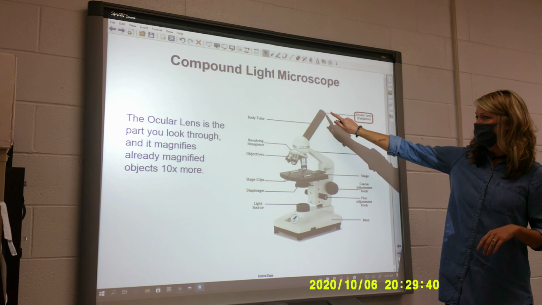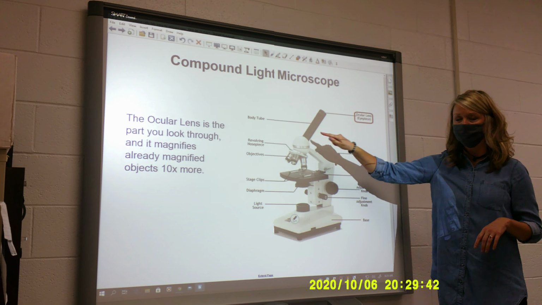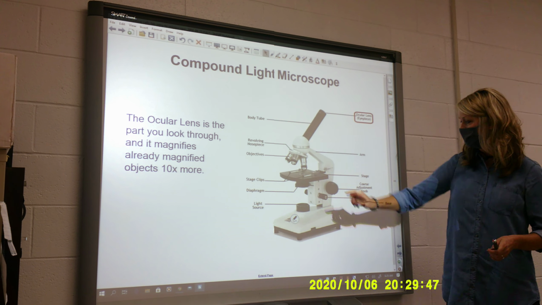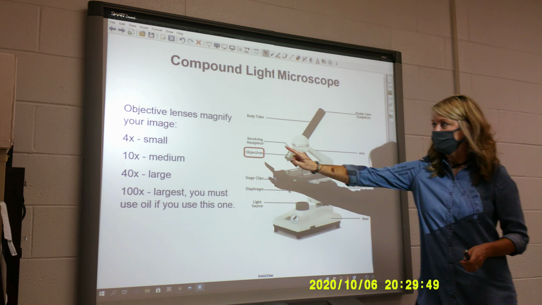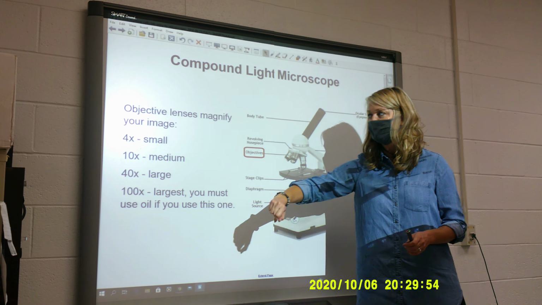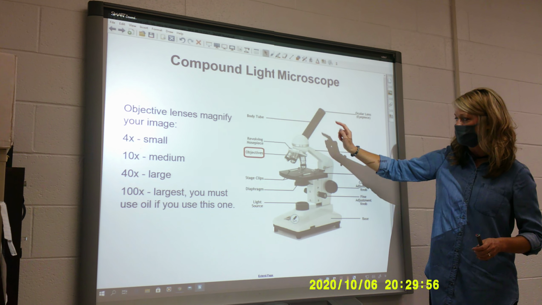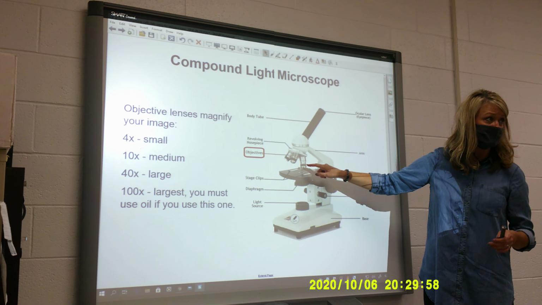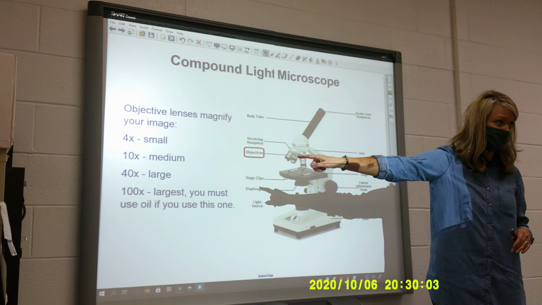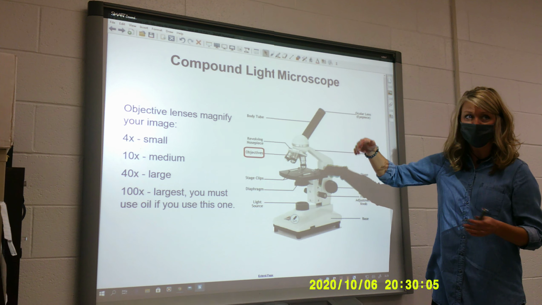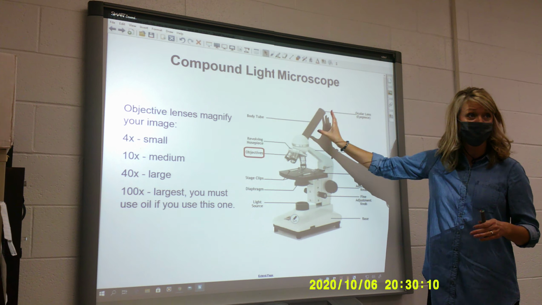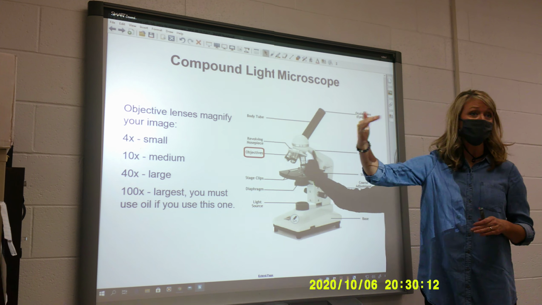The ocular lens. This piece itself actually magnifies it 10 times. So if you think this is 10, and this lens is 4, 10, and 40. So if you can imagine, 10 times 4 is 40. So that's actually 40 times. 10 times 10 is 100. 10 times 40 is 400. Because this is already magnifying it, it's making it that many more times larger.